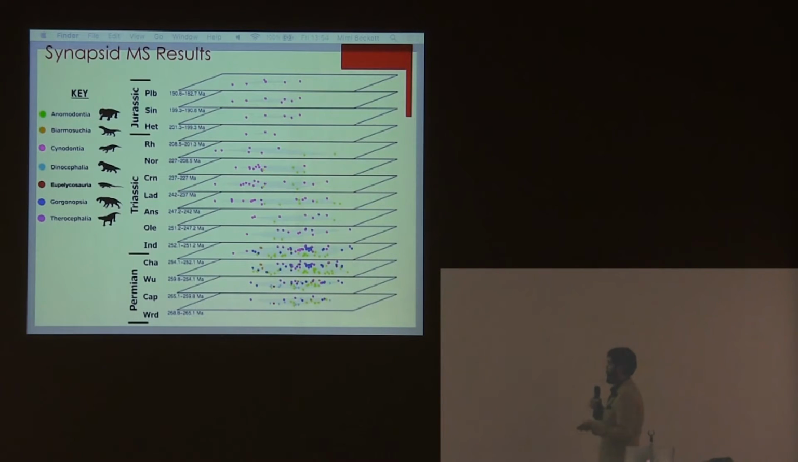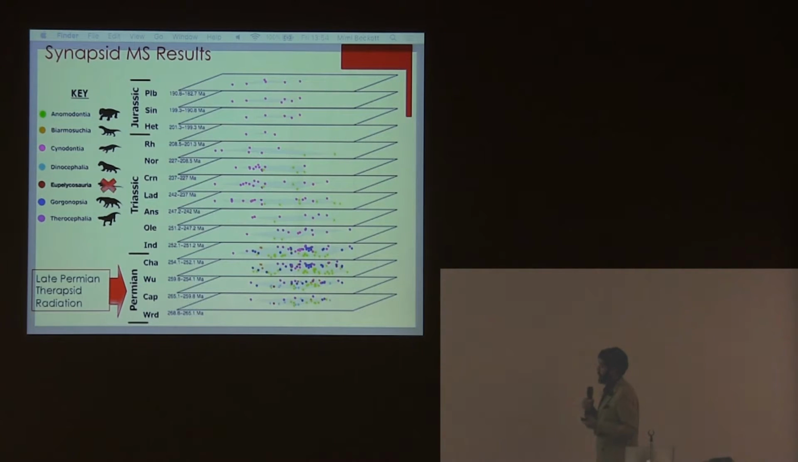So this is the same plot, broken down into time slices. We're going from the Wordian in the late Permian all the way to the Pliensbachian in the early Jurassic, and as you see, we're color-coded by clade. So moving forward, we've got our radiation in the late Permian of Therapsids, which can again be broken down into two phases. We've got Dinocephalians radiated here, and then the radiation of Neotherapsids.